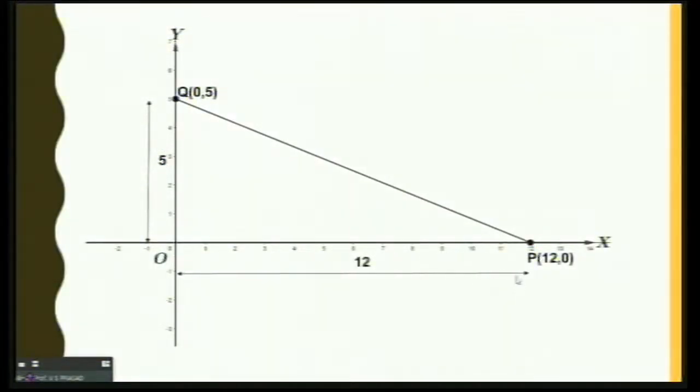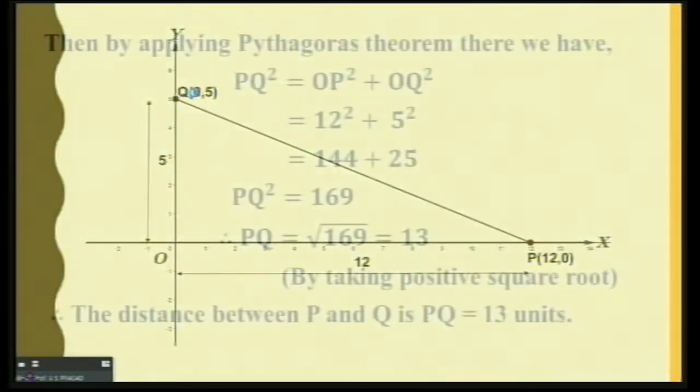If you observe this right angle triangle, given the coordinates of the points, we can easily see that the length OP along the x-axis is 12 units and the length OQ along the y-axis is 5 units. Now our duty is to find the length PQ. Clearly it is a case for applying the Pythagoras theorem, just to find the length of the hypotenuse. For that we apply the Pythagoras theorem as follows.